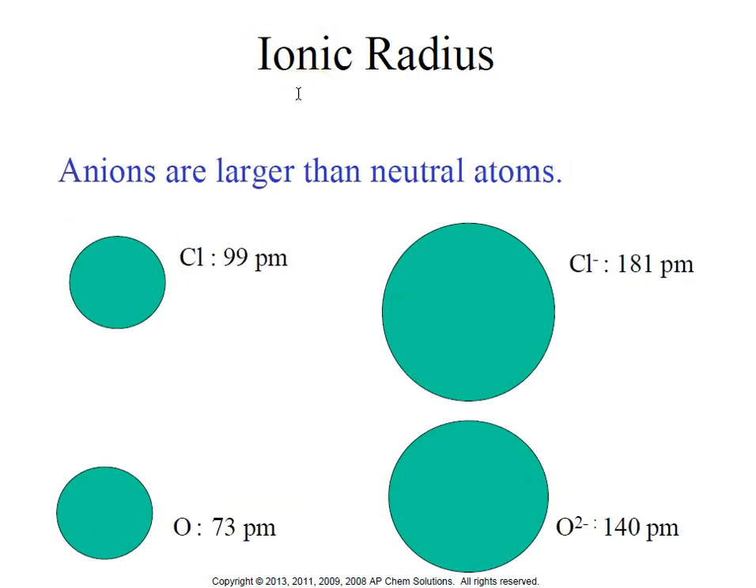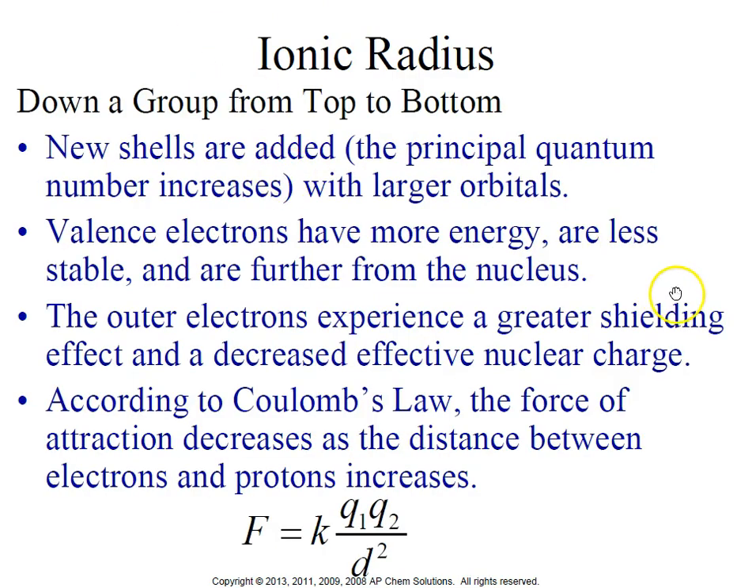Anions are larger than their neutral atoms because they're gaining electrons, and that is increasing the repulsion. Gaining electrons, increasing repulsion.